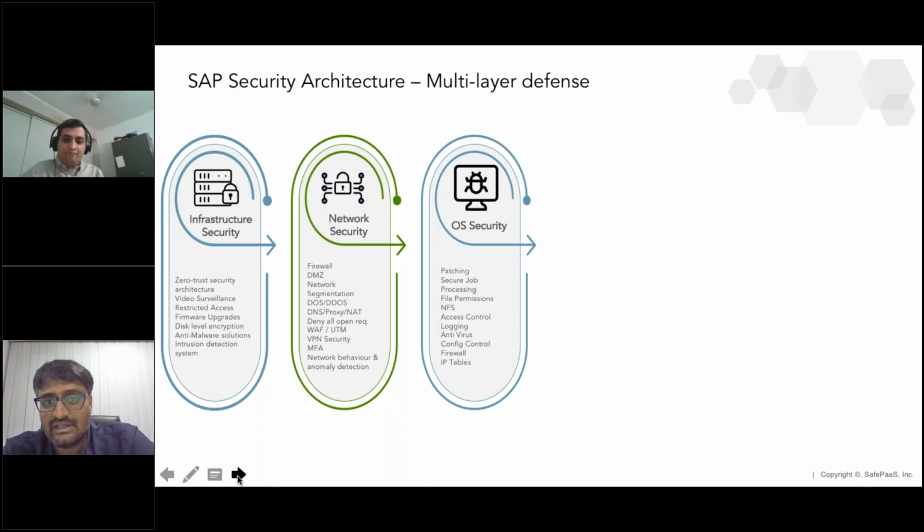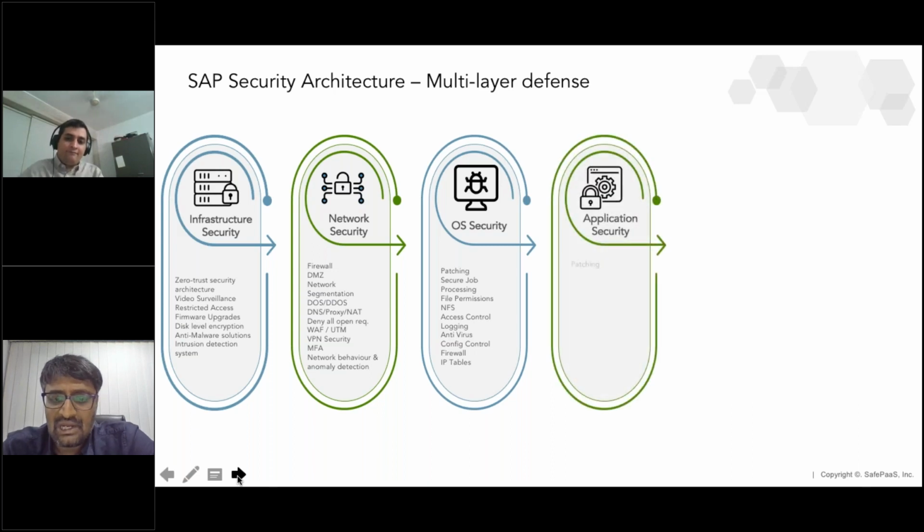At least we can protect, even if the intrusion happens at the network layer, these firewalls are going to protect against getting into the operating system or application level. So only allow whatever communications are required, through these OS level firewalls.